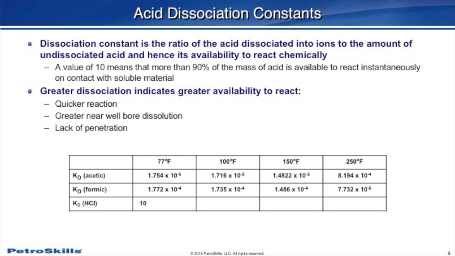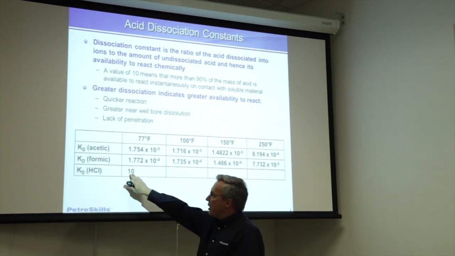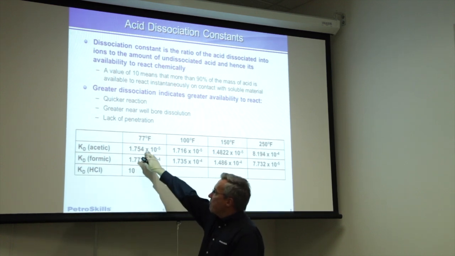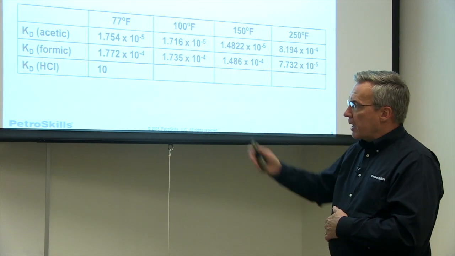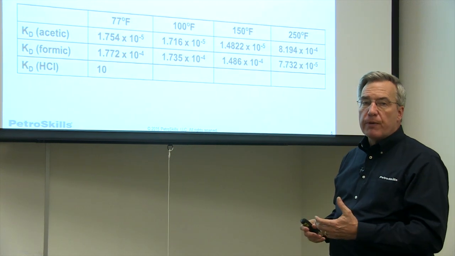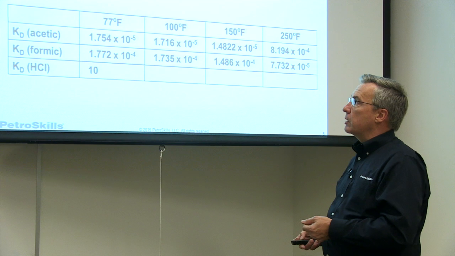Well, every acid has a dissociation constant, and that dissociation constant is an indicator of how fast that acid will react. We've got acetic, formic, and hydrochloric acid here, and you can see that the hydrochloric acid has a dissociation constant several orders of magnitude higher than formic and acetic acids, indicating that it will react much faster, and it dissolves more rock than will the formic and acetic acid as well.